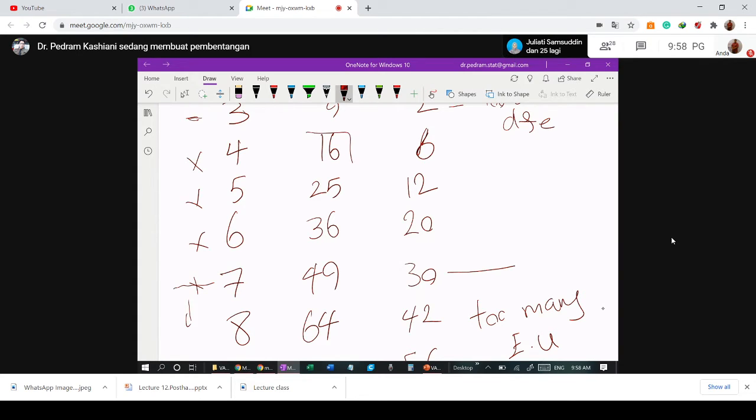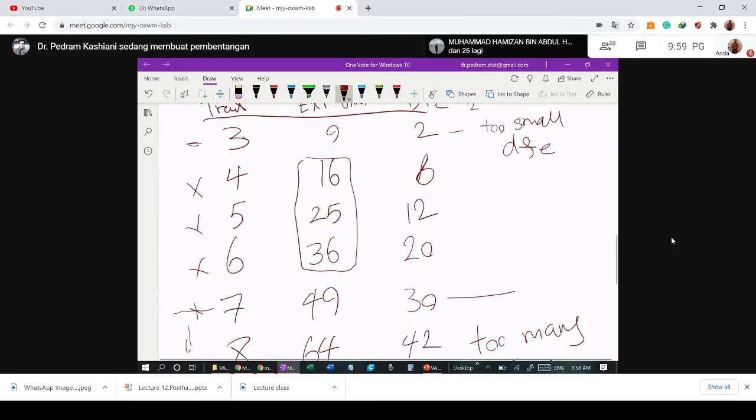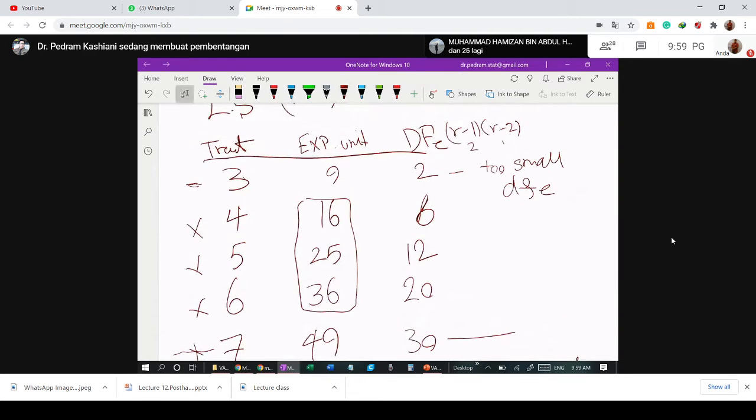Okay, the sweet spot is 3, 4, 5, and 6 treatments. Degrees of freedom is 6. 6 also is still not that big. 6, 12, and 20. So not that bad. So that's why these are the limitations in Latin square. The problem is you are not able to select how many replications you want. You have to have as many replications as the number of treatments. If you have 5 treatments, you have to repeat it 5 times. So this is the main problem with Latin square.